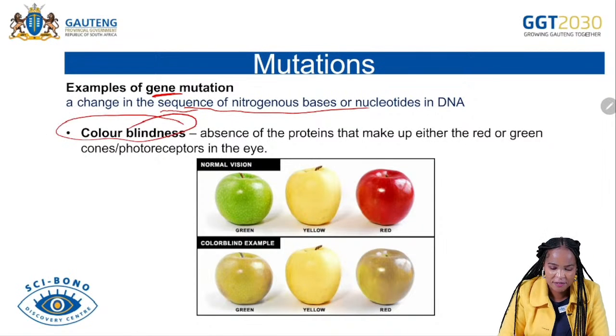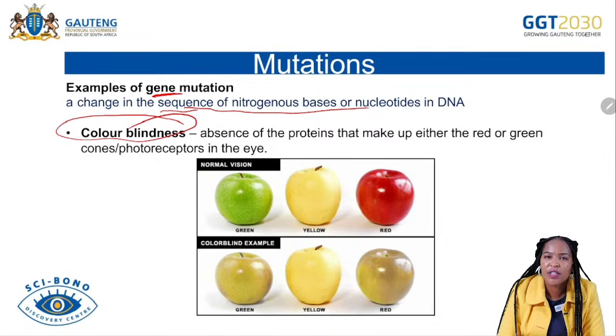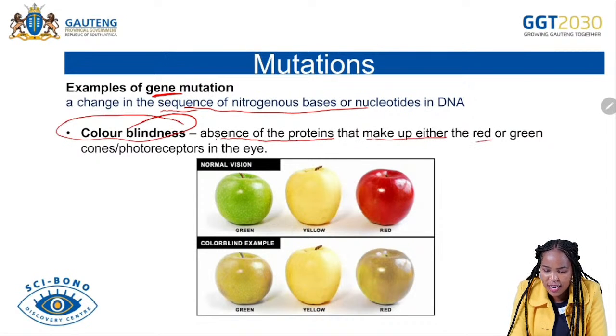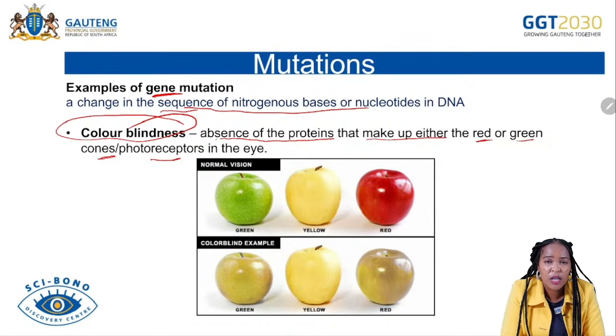This one is very funny because tests have proven that males and females don't see color the same. But there are those people who have that mutation, that error that happened in their genes or in their nitrogenous bases when they were sequenced. You find those people have the absence of the protein that makes up either a red or a green color. So the cones and the photo, you will be doing the human response to the environment.